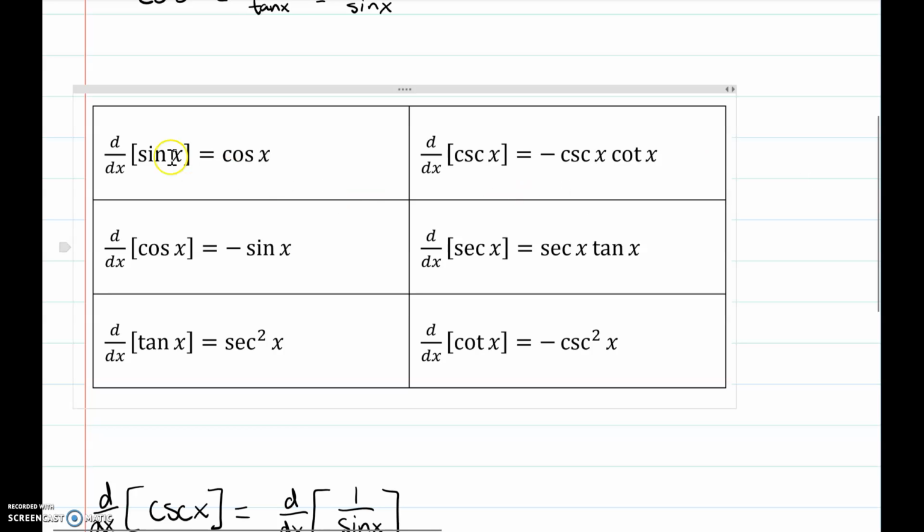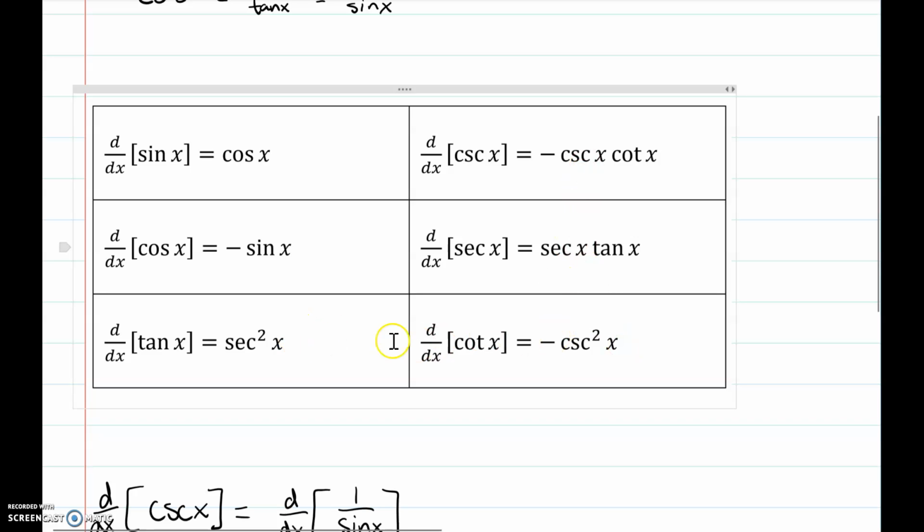So we already know the derivative of sine is cosine, and the derivative of cosine is negative sine. Now the other ones are not as simple to just look at and memorize. For example, the derivative of the cosecant of x is a negative cosecant x cotangent x. The derivative of secant x is a secant x tangent x. Tangent x is a secant squared. Derivative of cotangent is a negative cosecant squared.